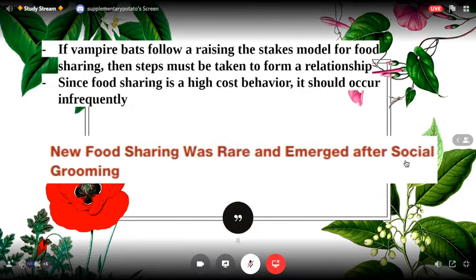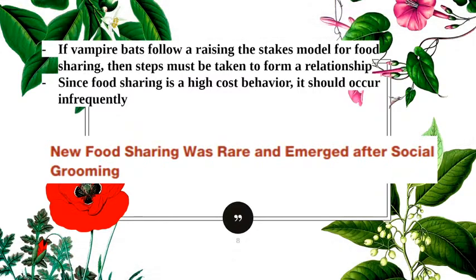If vampire bats follow a raising the stakes model for food sharing, then steps must be taken to form a relationship. Since food sharing is a high-cost behavior, it should occur infrequently. So this is basically saying, if the raising the stakes model is true, and that is how they are forming these relationships, then we have to build up to that, because that's the point of raising the stakes. And if the point of raising the stakes is that sometimes we'll find cheaters and it won't work out and we won't continue that relationship, food sharing is going to be less frequent than the lower cost behaviors. So that is the prediction that they're addressing in this heading.